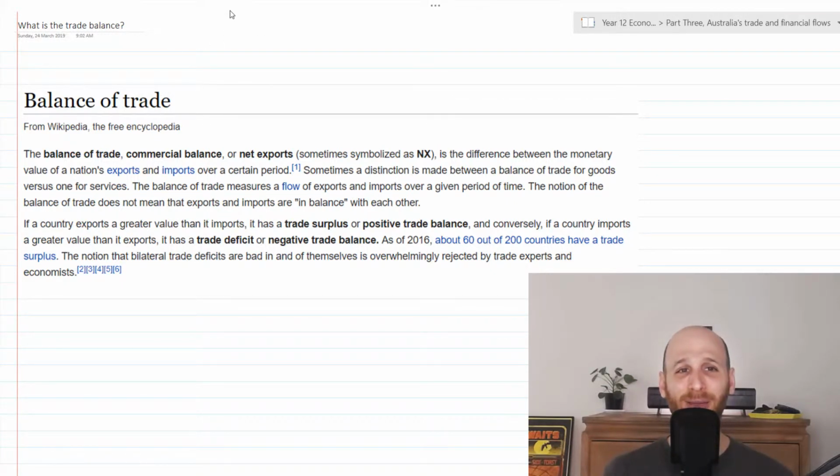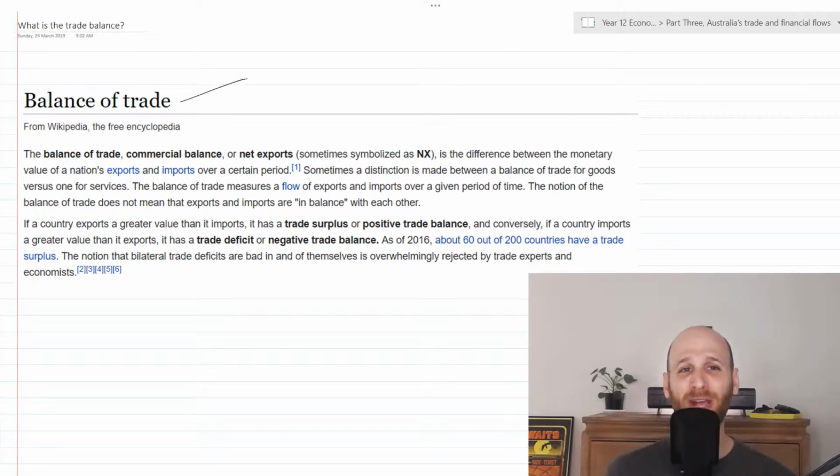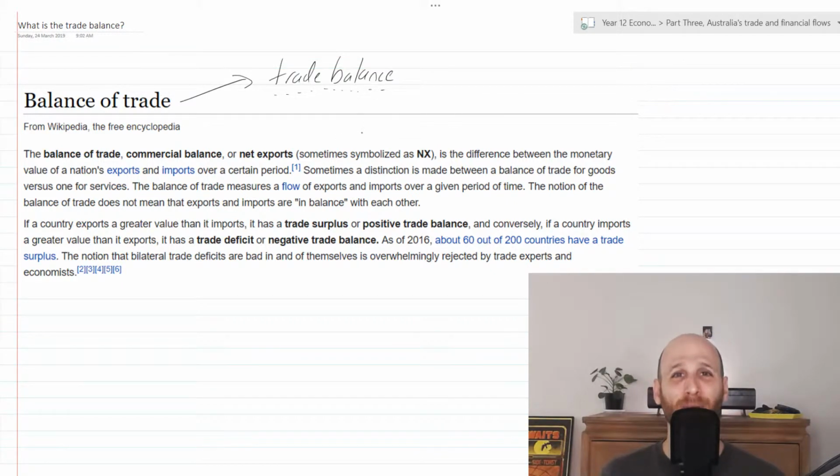So if we're thinking about the balance of trade, well, we can just talk about the balance of trade. That's the same thing as the trade balance, right? And it's the same for any country. So if you're looking at Australia or America or Japan, it's the same thing. So you can see here that the balance of trade, commercial balance, I haven't really heard in that description. I wouldn't worry too much about that. I've definitely heard the trade balance called net exports.